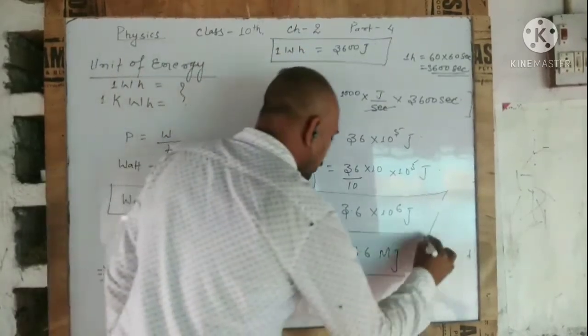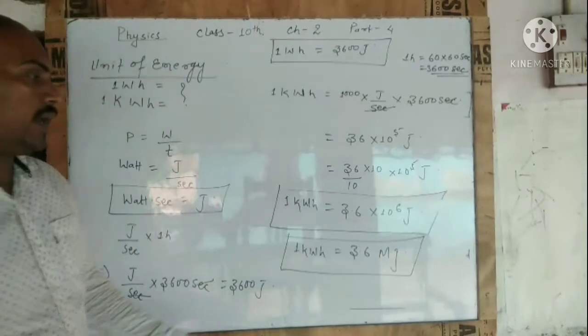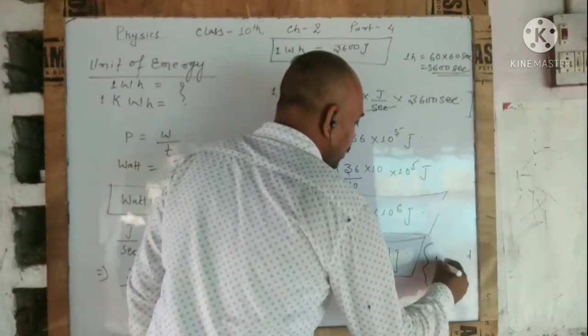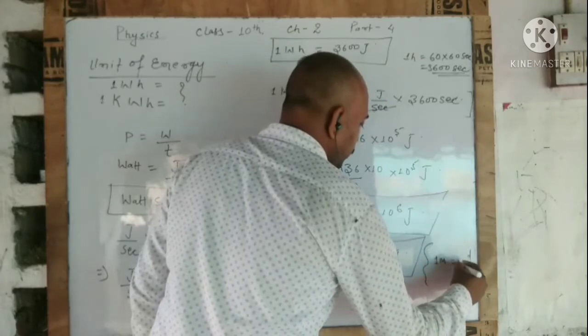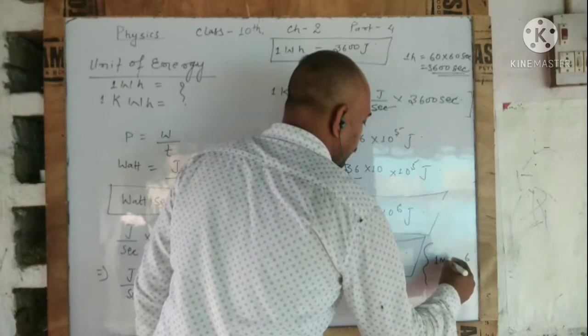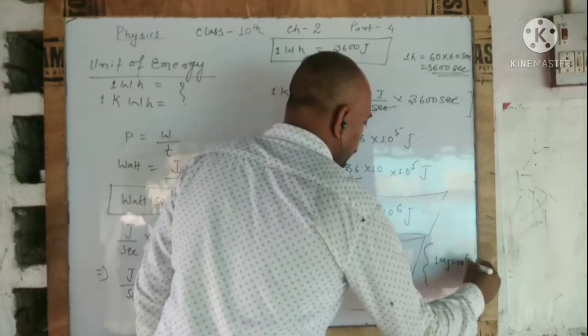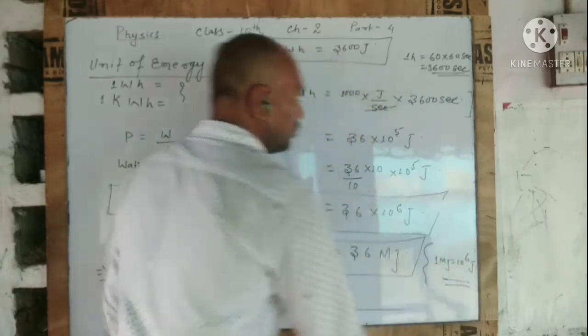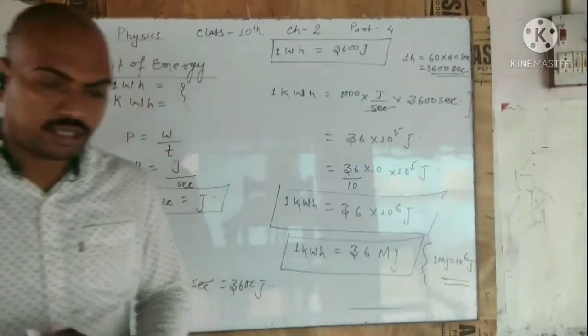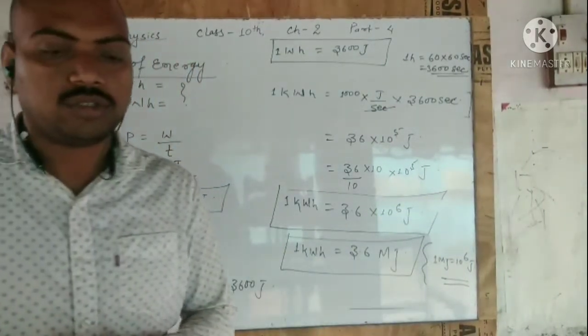Okay, 3.6 megajoule. As we know, 1 mega is equal to 10 to the power 6. 1 megajoule is equal to 10 to the power 6 joule. That's why we can write 3.6 megajoule.